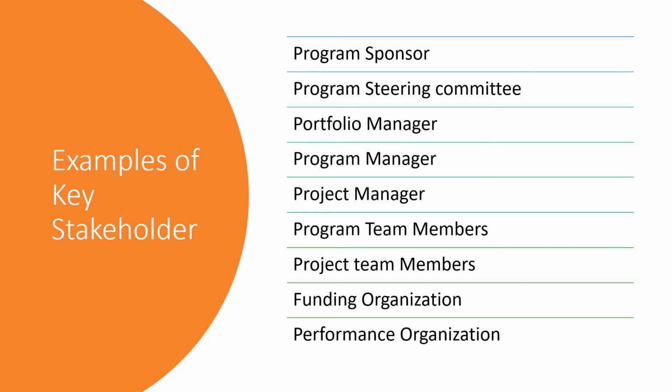Let us look at some examples of key stakeholders for a program. The program sponsor, the person who sponsors the program and is interested in the program benefits. The program steering committee, which might be involved in the decision-making unit, the portfolio manager, program manager, project manager, and program team members, your own team members, project team members, and component team members. The funding organization that funds you, builds the business case, kicks off the program, and authorizes the resources for you. The performing organization, the organization that does the work.